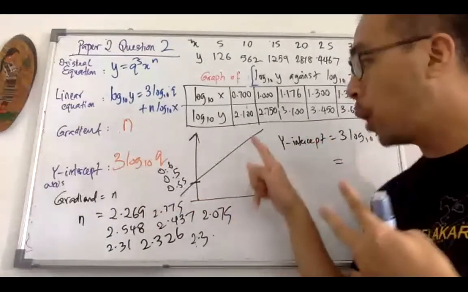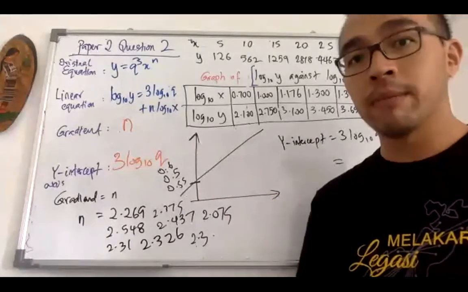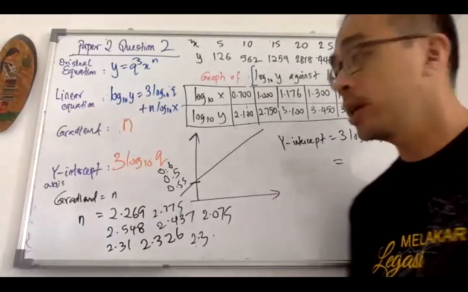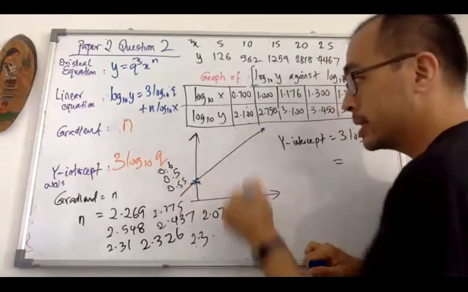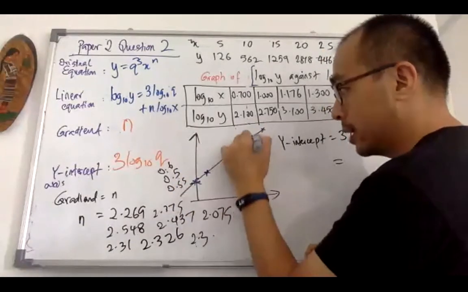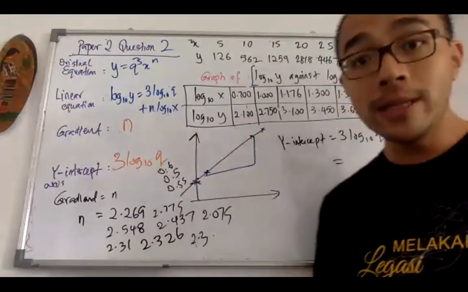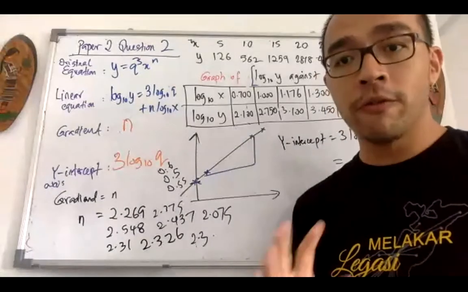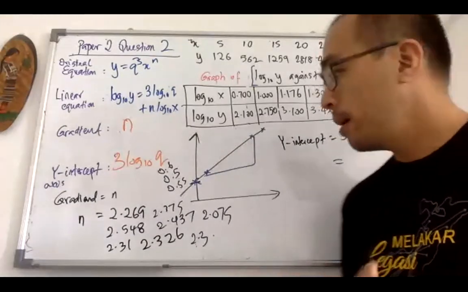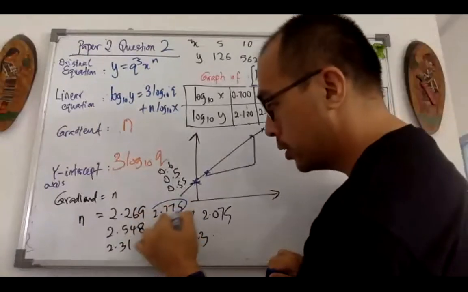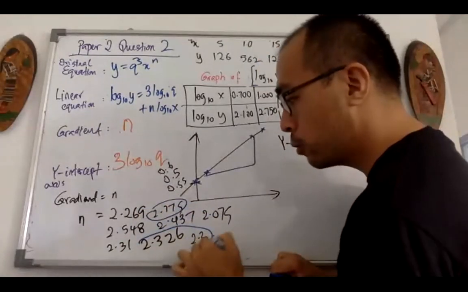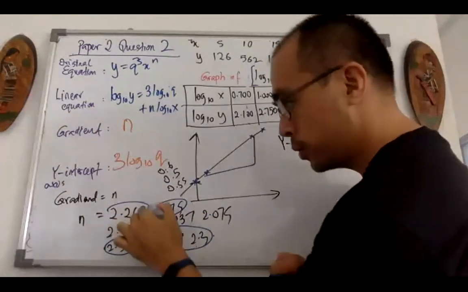Secondly, the point yang kamu pilih pun akan memberi keputusan yang berlainan. Okay, some people they choose right at the end and the y-intercept. Some people they choose here and here. They buat segitiga di sini. So the points that you choose also affect this one. But if I look at the pattern seems to be going about 2.3 lah. Ramai yang dapat 2.3, 2.3, 2.269, so I would accept lah.